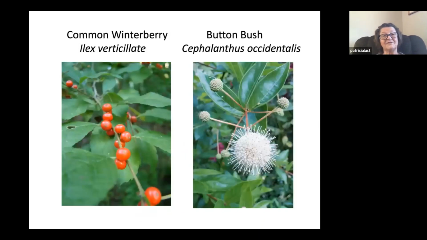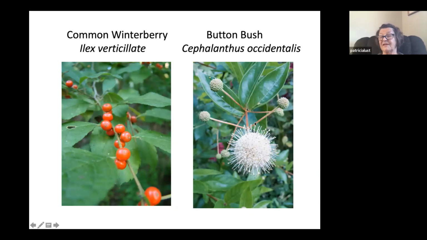Two other bushes of interest might be the winterberry. I don't think it's so prominent around here as it might be in New England, but it is native here, and it is great in Christmas decorations. The leaves fall off, and you've got the stems with all the berries on.